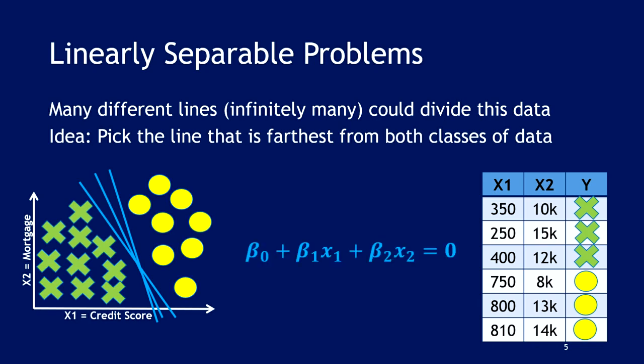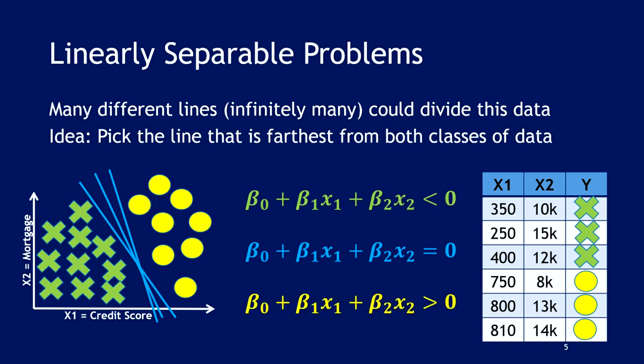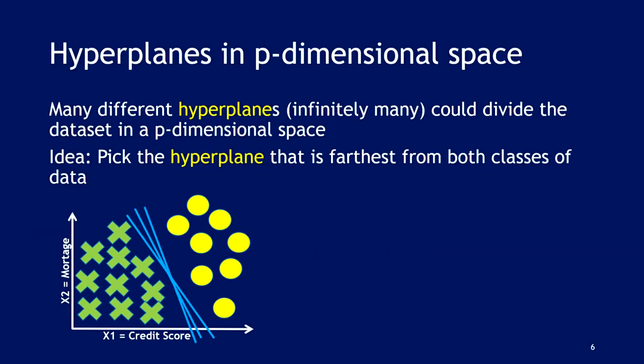The line can be represented as a linear equation: beta 0 plus beta 1 x1 plus beta 2 x2 equals 0. So if we represent the line as such an equation, then we can represent the green classes, or I'm sorry, the green crosses, as the region where the equation is less than 0, and the yellow dots on the other side of the line are in the space that's greater than 0. So this is how we would mathematically represent this problem.